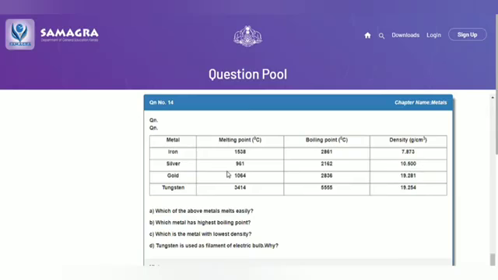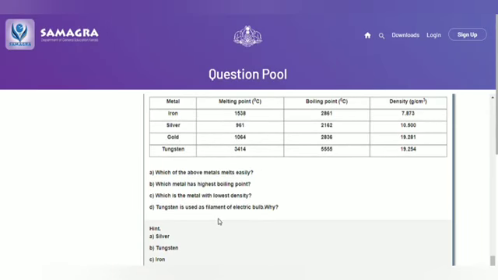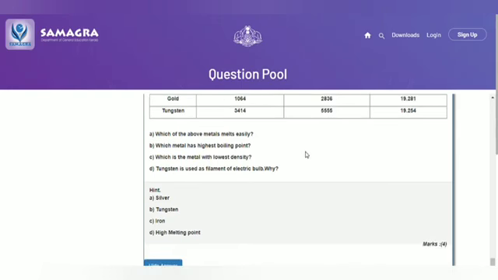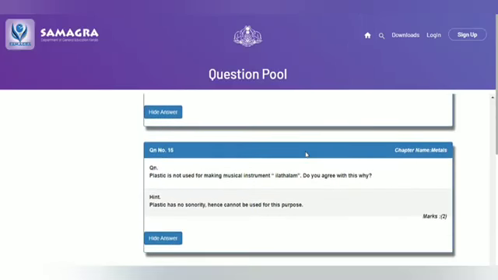Number 14. Metal, melting point, boiling point and density are given. Which of the following metals melts easily? Silver will melt easily. Which metal has the highest boiling point? Tungsten, 5555. Then which is the metal with the lowest density? Iron, it has the lowest density, 7.873. Tungsten is used as a filament in electric bulbs because tungsten has the highest melting point.